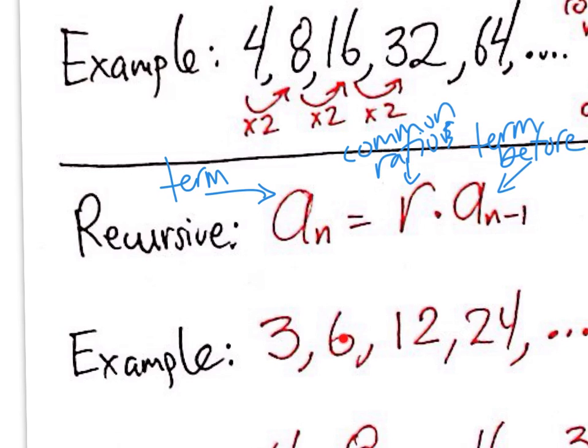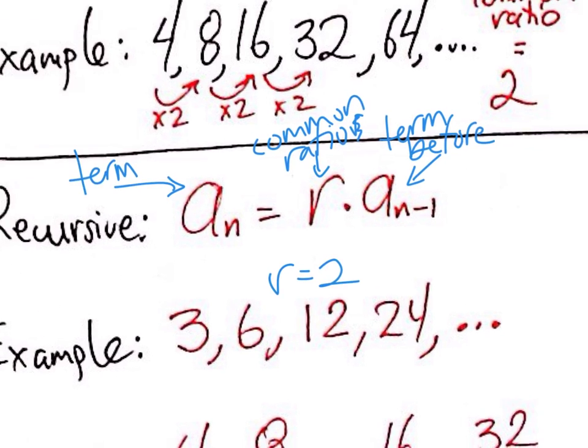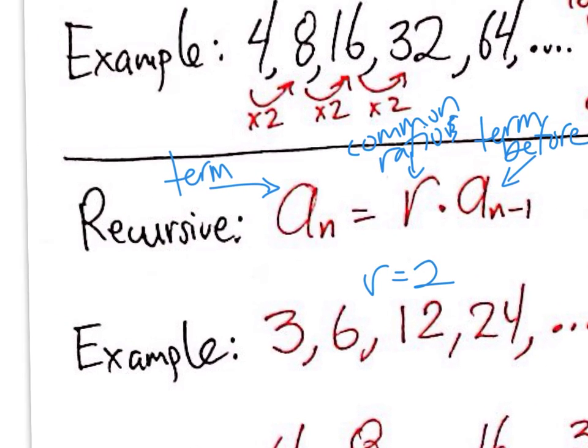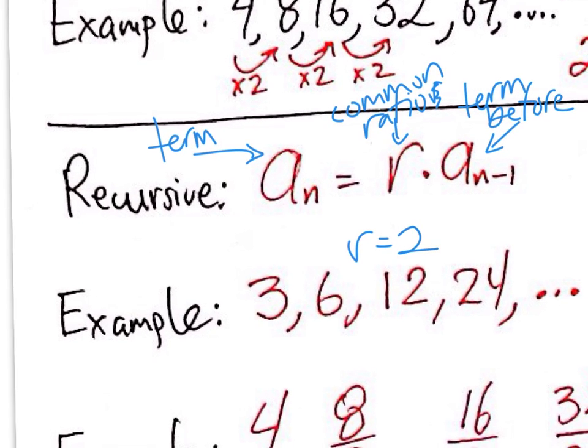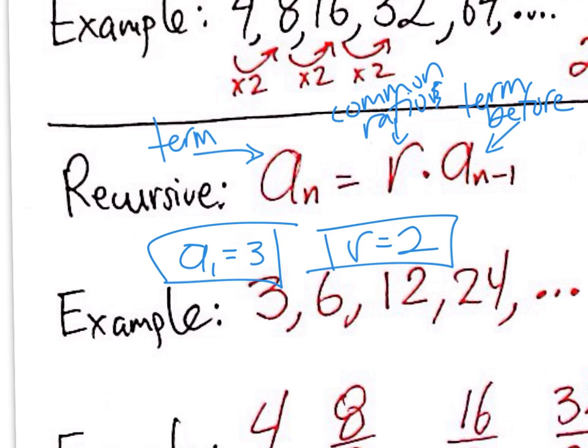Here's an example, 3, 6, 12, 24. So there's a pattern. We're starting with 3, but we double and we double and we double. Therefore, the common ratio in this case would be 2. And we could also say that a sub 1, the first term, is 3. And we'll do more with that later.